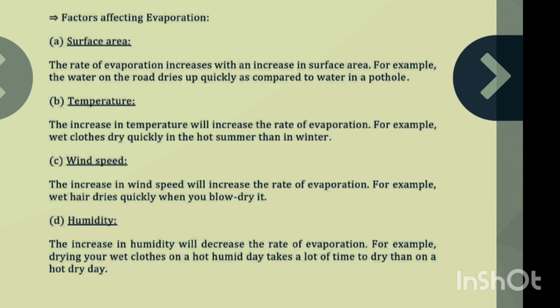Next, humidity. An increase in humidity will decrease the rate of evaporation. For example, drying wet clothes on a hot humid day takes a lot more time than on a hot dry day. That is the meaning of humidity. If the surrounding has more water content, or humidity, the rate of evaporation will decrease.